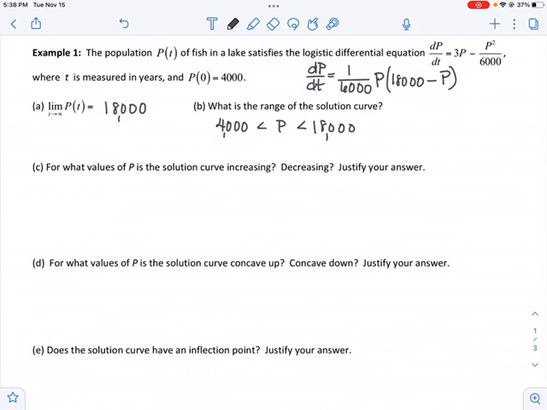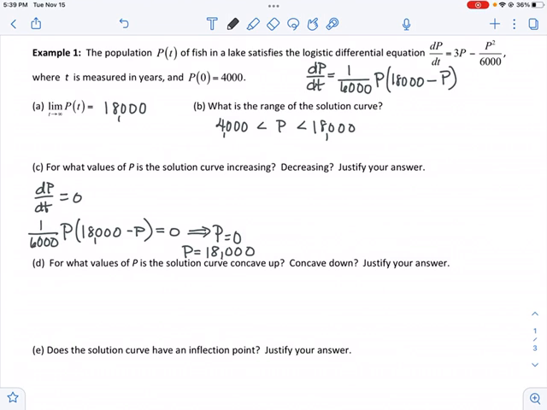So for what values of P is the solution curve increasing, decreasing, justify your answer? So what we're going to do is take dP/dt and set it equal to 0. So we have 1 over 6,000 times P times 18,000 minus P, and that's equal to 0. So we could say that occurs when P is equal to 0 or 18,000. Okay, so that's where our derivative is equal to 0.